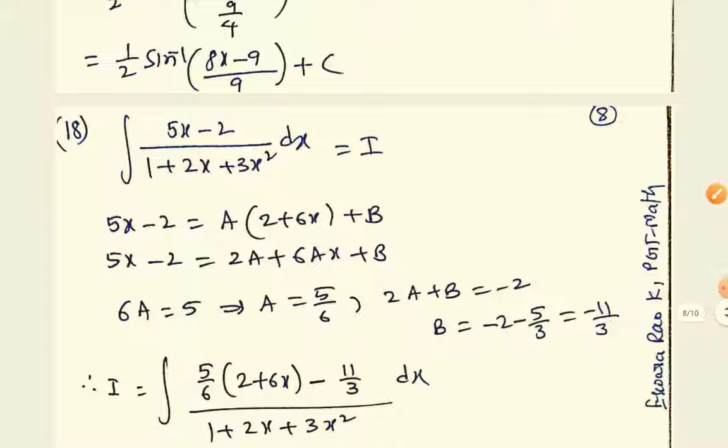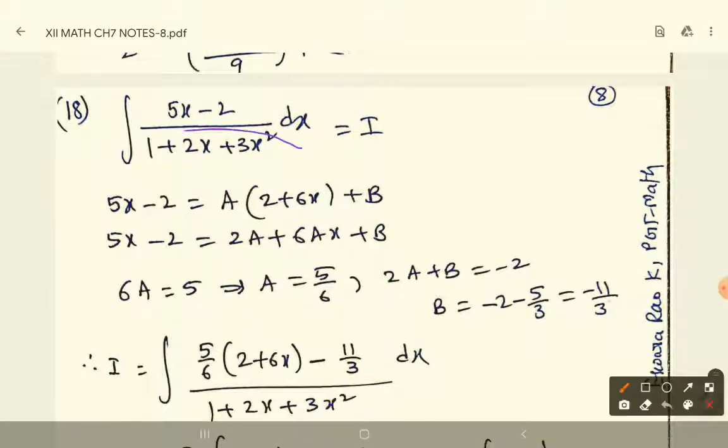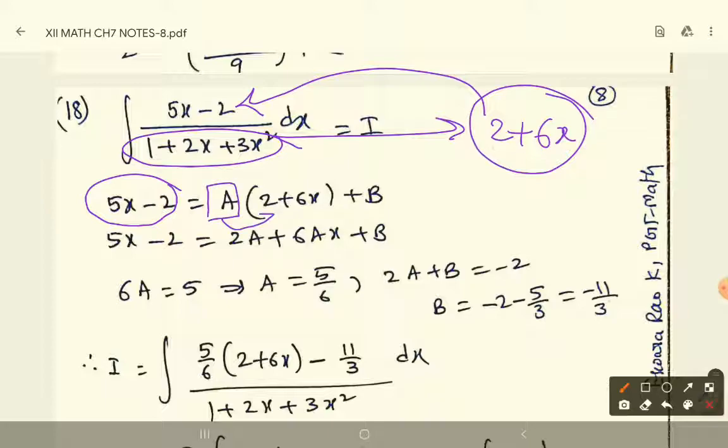18th question. Now the 18th question, linear by quadratics. What is the derivative of the denominator? Check it out first. The derivative of the denominator, we are getting 2 plus 6x. But what is the numerator? 5x minus 2. They are not matching. When they are not matching, we do another approach, that is by taking the numerator 5x minus 2 is equal to a into derivative of the denominator plus b, so that splitting will happen. After substituting the numerator like this, I can do splitting, then I can integrate it properly.